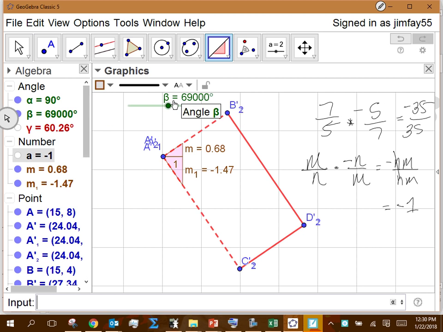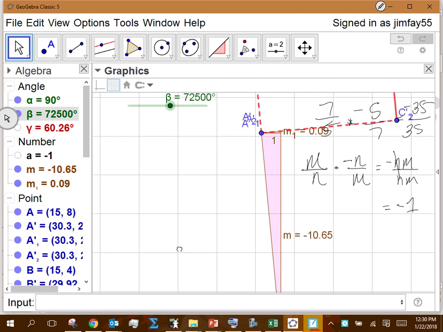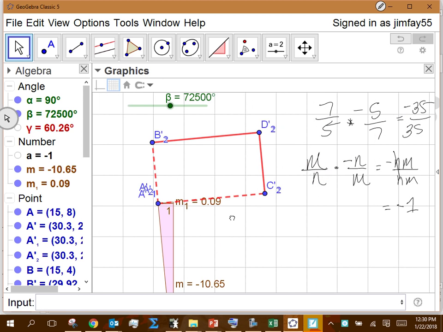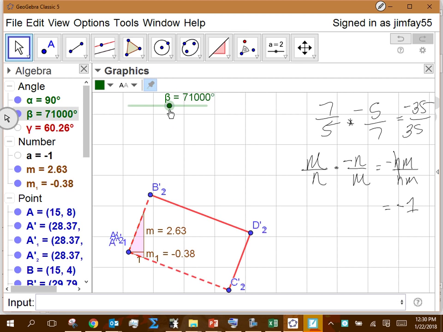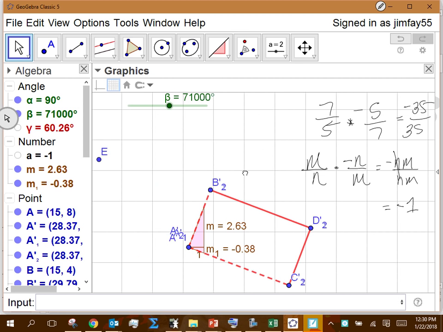Now, what's nice about that is true no matter where that thing goes. You see now I've got different slopes, right? I've got a slope of 0.09 and a slope of negative 10.65 for these dotted lines. But what is their product? Still -1, right? So no matter where that rectangle goes and whatever orientation it has in the coordinate plane, if I'm able to find its slopes are opposite sign reciprocals, I'm always going to have a right angle there. It's going to be very important that we're able to do that.